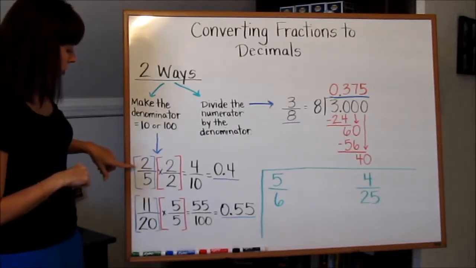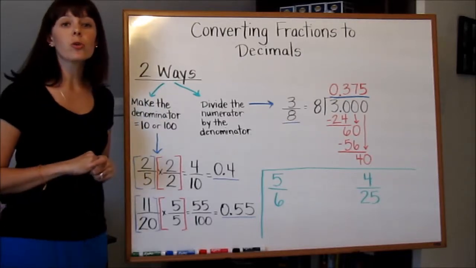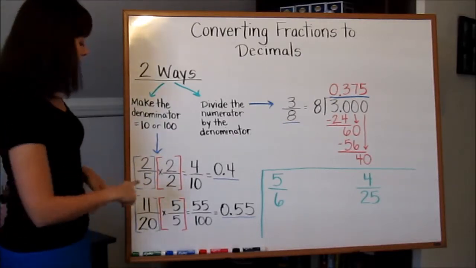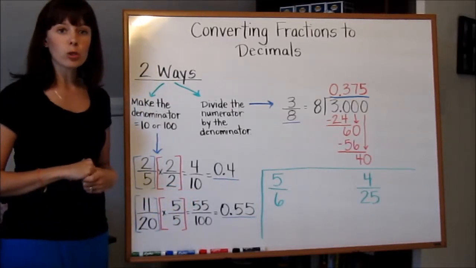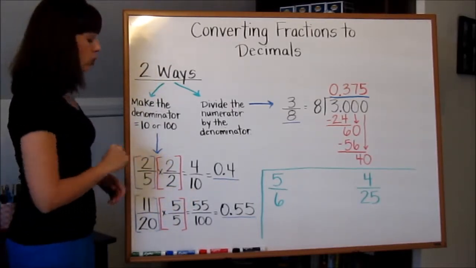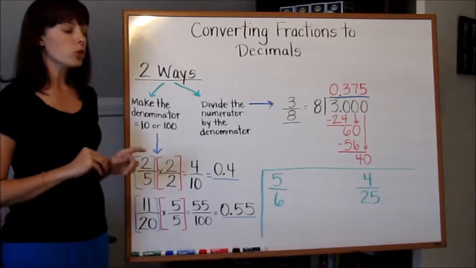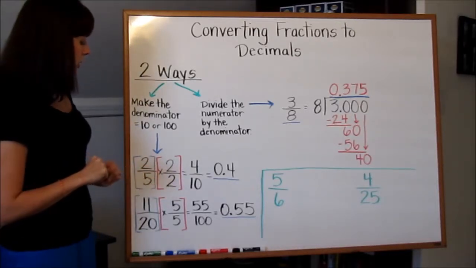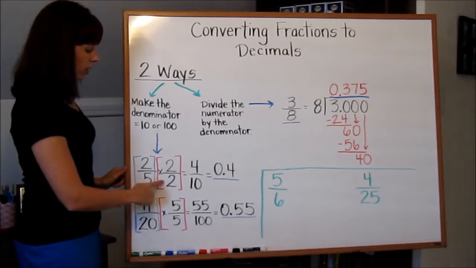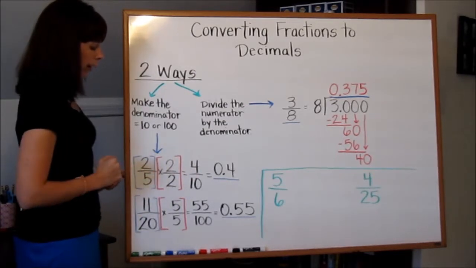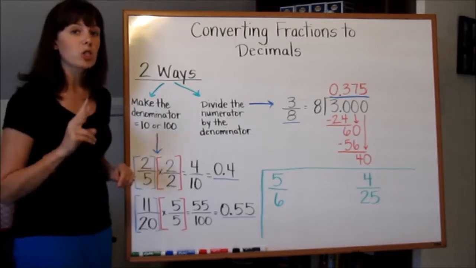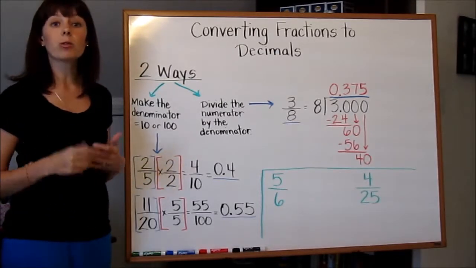In this example, the first fraction that we're starting off with is 2/5. And I know that 5 can be converted to 10 if I multiply it by 2. So I'm going to take this fraction here, 2/5, and I'm going to multiply it by 2/2, okay? And so 5 times 2 is 10, and 2 times 2 is 4. And the reason why I multiplied it by 2/2 is because 2/2 is equal to 1.